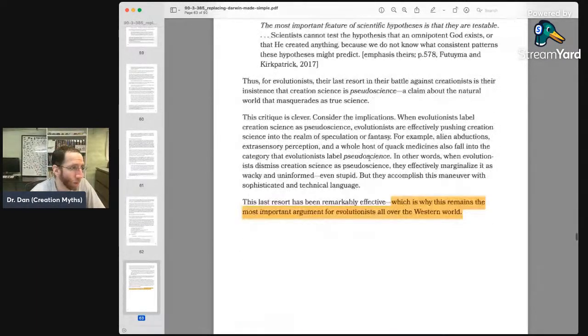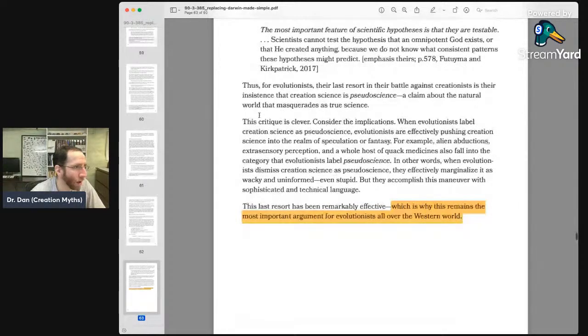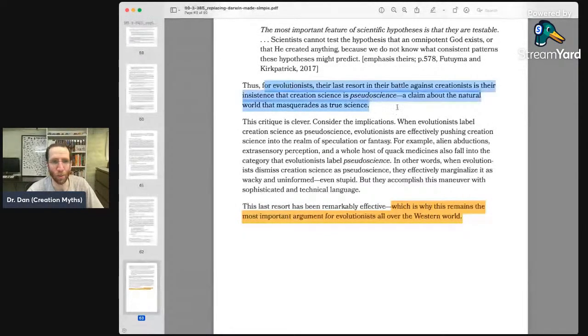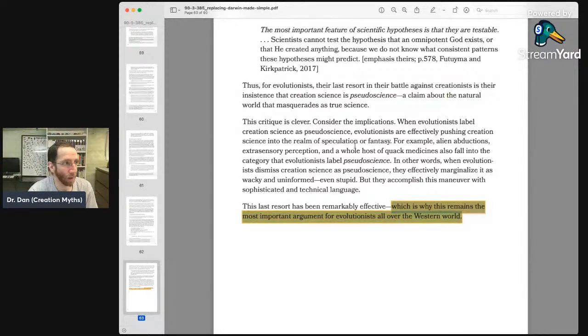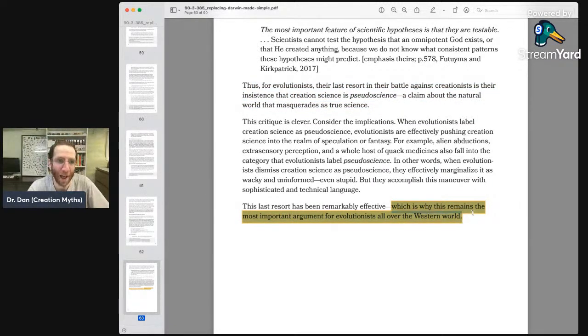The last: why it remains the most important argument for evolutionists. Oh, what is it? Accomplish the maneuver. Oh, saying that creationism is pseudoscience. That's the most important argument for evolutionists all over the world. That's what he's saying, that the last resort is that creationism isn't actually science, and that's the best argument that we have. That's BS. That's not the best argument. I'll make the case for evolution without mentioning creationism. I can make a scientific case against creationism.